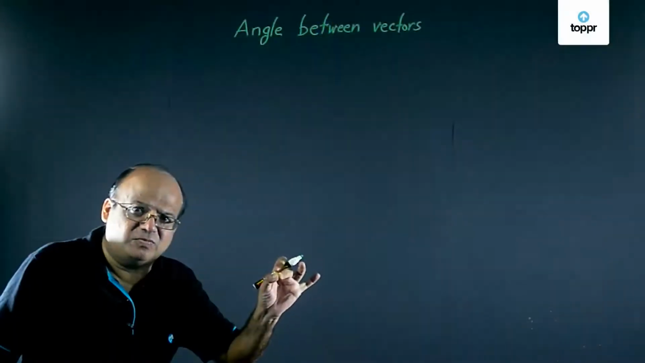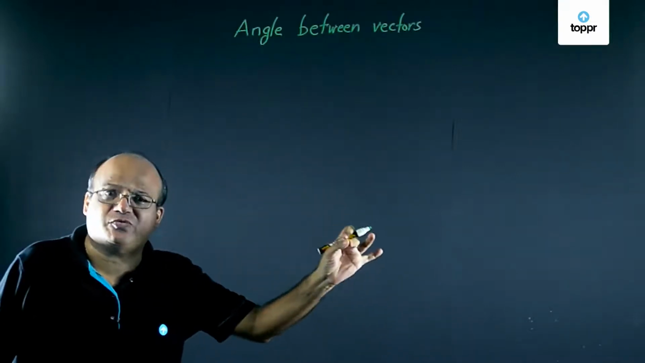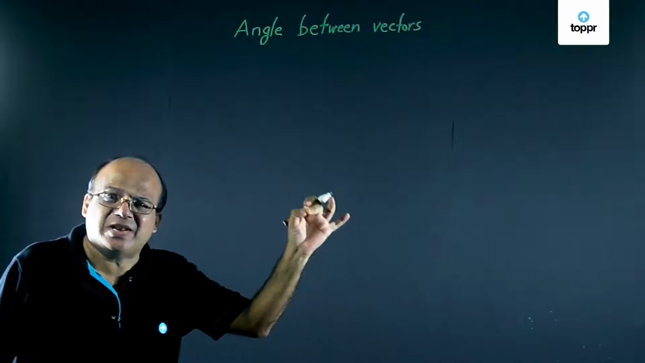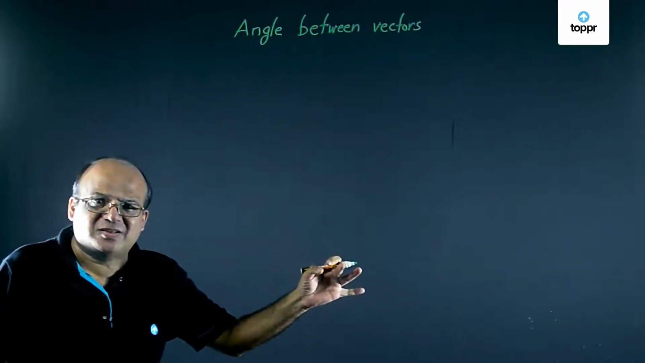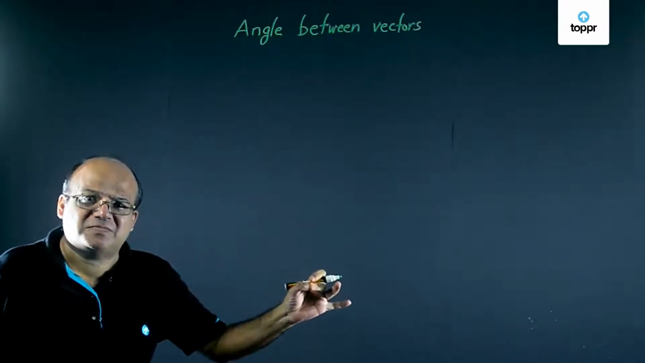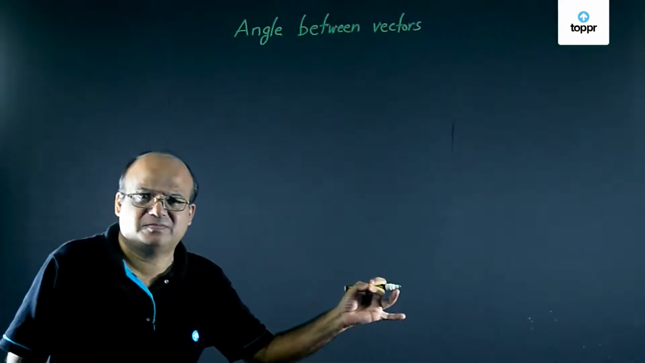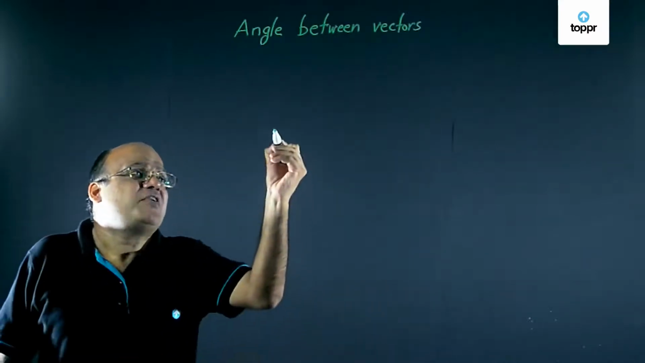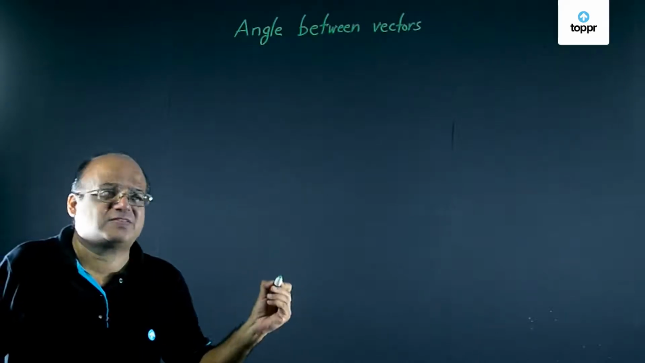In this video, we are going to learn first how to find angle between two vectors. Then we'll learn about null vector, unit vector, rectangular coordinate system, and then how to find components of a vector. First, let us learn how to find angle between two vectors.